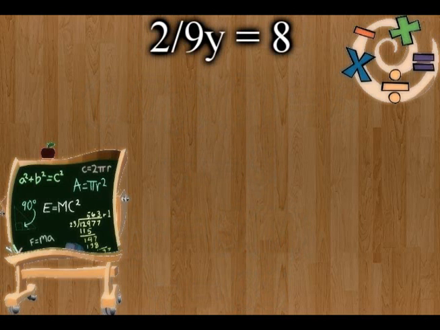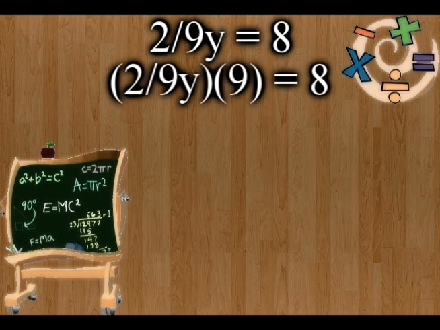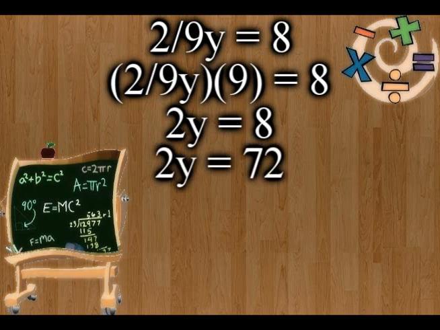Lastly, let's go to the second equation. First, we multiply 2 over 9y by the denominator, 9, to isolate the variable, y. We should end up with 2y equals 8. Don't forget to do the same to the other side of the equation. You should end up with 2y equals 72.